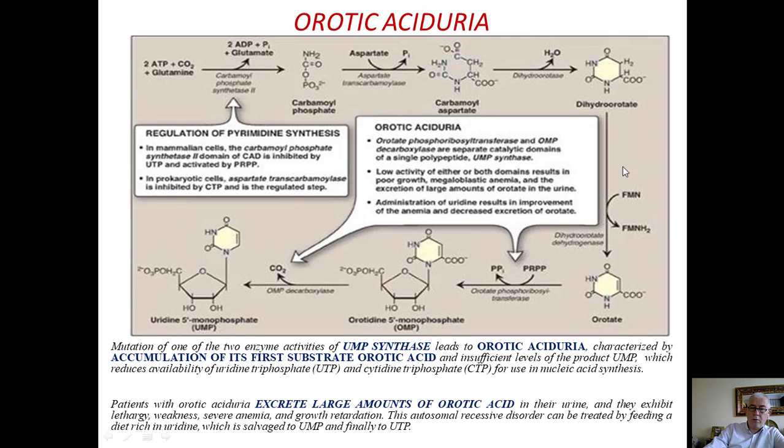But if you block the orotate phosphoribosyl transferase enzyme, or OMP decarboxylase, or UMP synthase, it leads to orotic aciduria, because when you block this enzyme, the substrate orotate must increase in the cells. Patients with orotic aciduria excrete large amounts of orotic acid, but it's not so dangerous when you compare it with hyperuricemia.